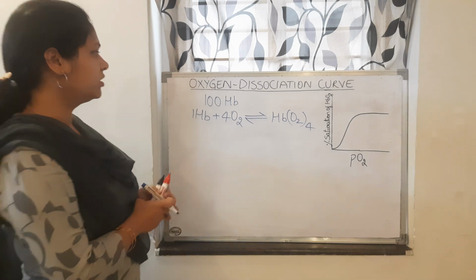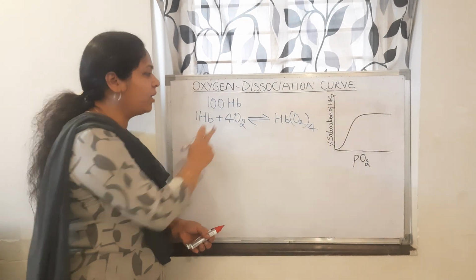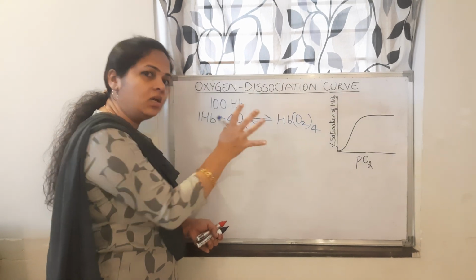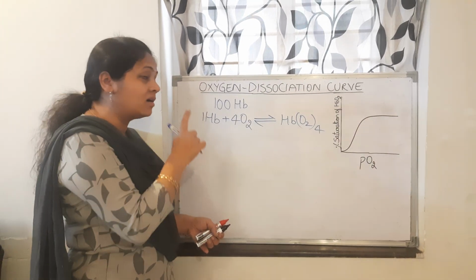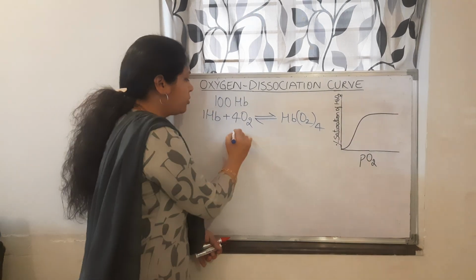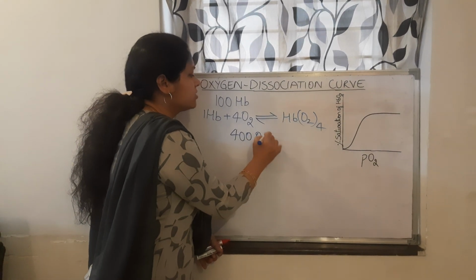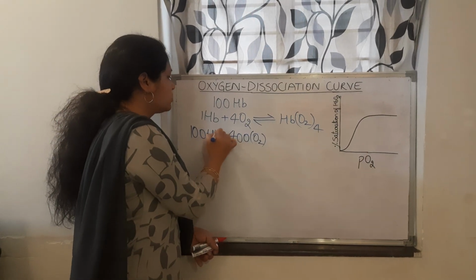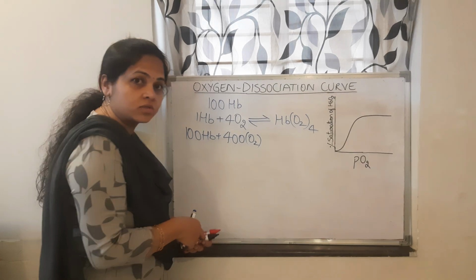Each hemoglobin molecule can bind with 4 oxygens, right? So if that is the case, to saturate these 100 hemoglobin molecules, we need to provide 400 oxygen molecules. So 100 hemoglobin molecules will saturate with 400 molecules of oxygen.